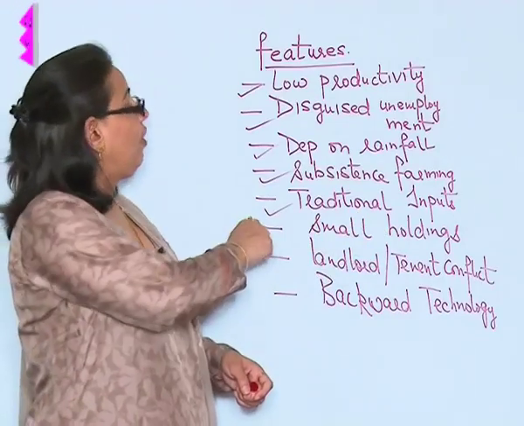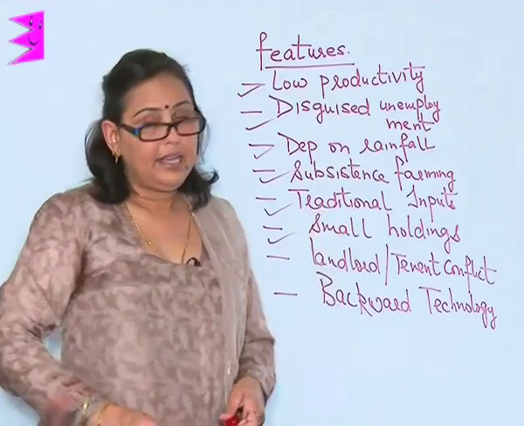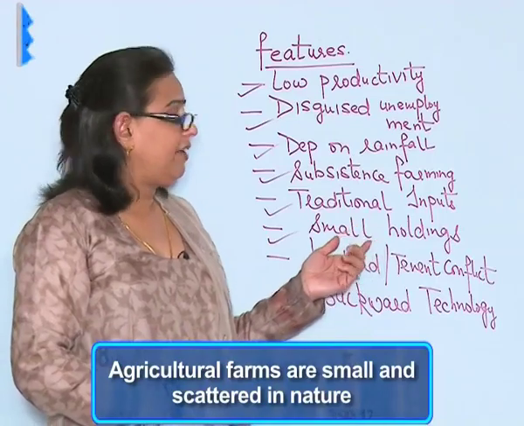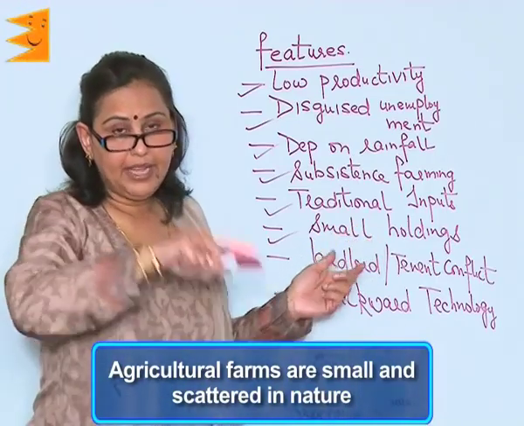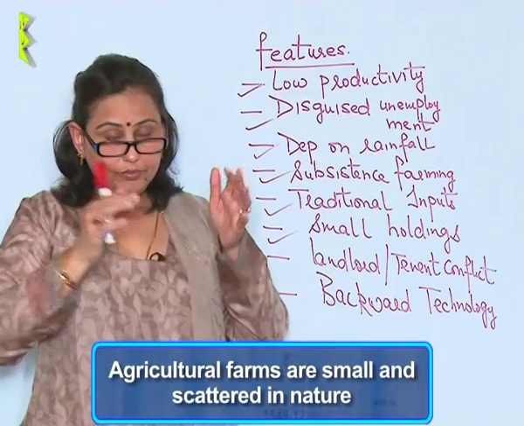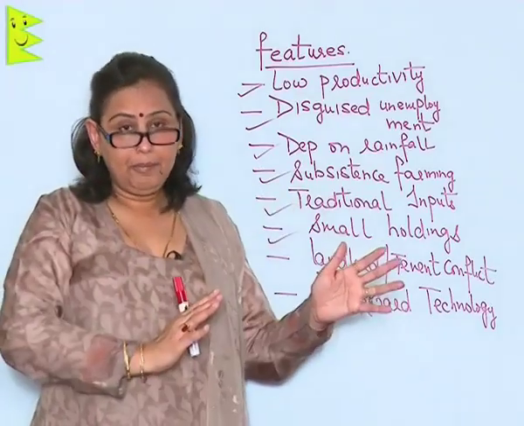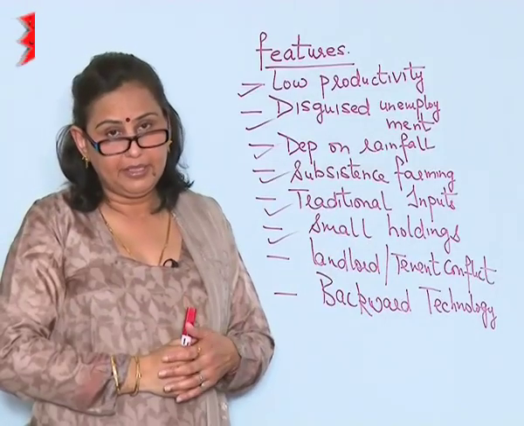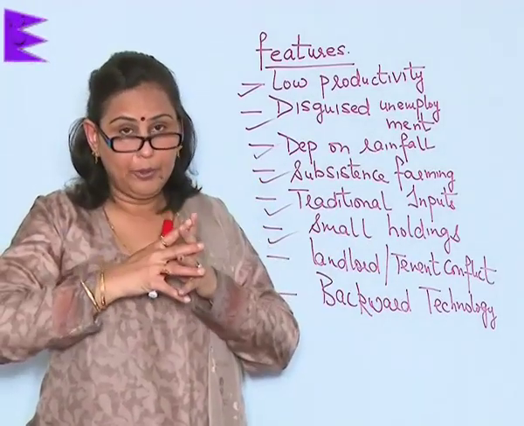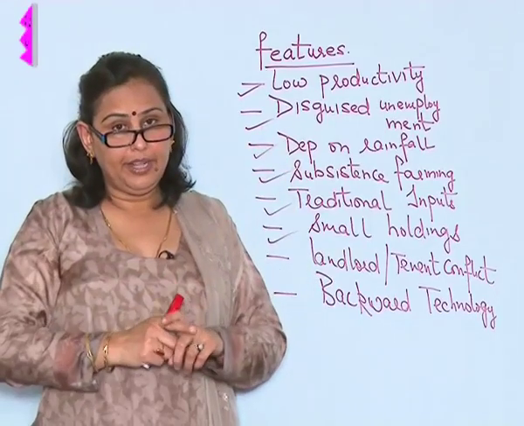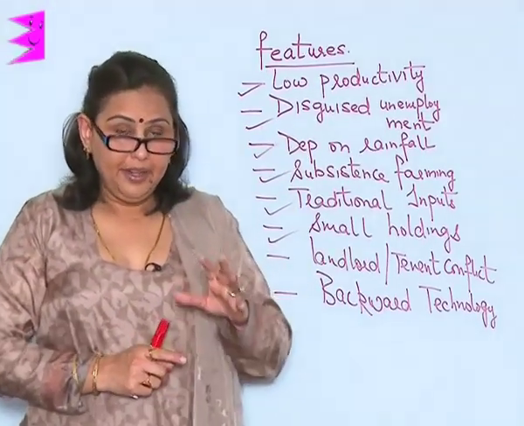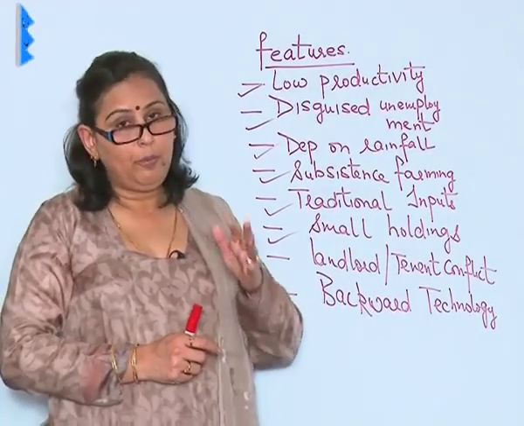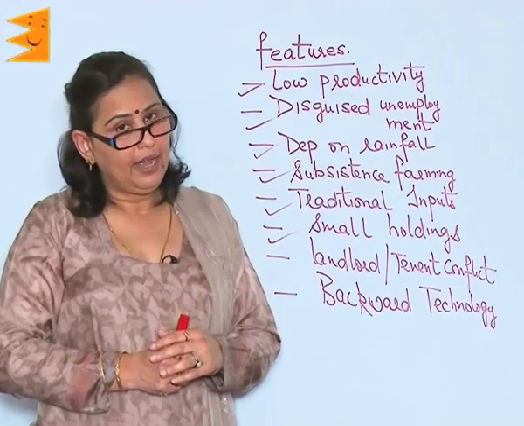The next feature of Indian agriculture is that in India, the agricultural farms are generally small in nature and they are scattered also. That is, one farm is at one place and another piece of farm is at a very far off place. Thus, because of small and scattered land holdings, the Indian farmer is not able to get the kind of output he should from the land.